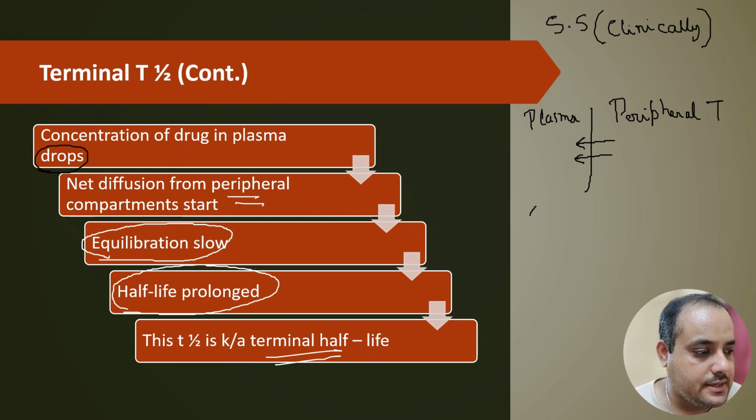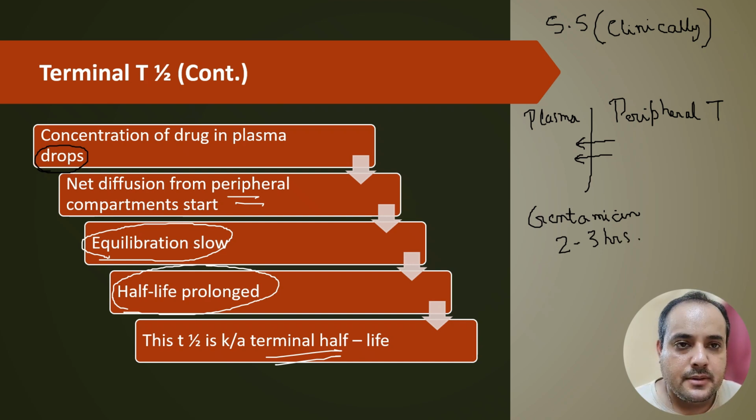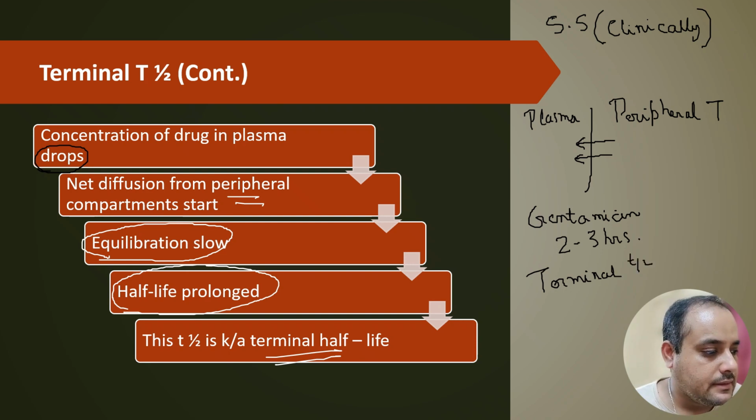Suppose in case of gentamicin, one single IV injection, the half-life is 2 to 3 hours. But again, because of distribution and this late equilibration, the terminal half-life for gentamicin is 53 hours.